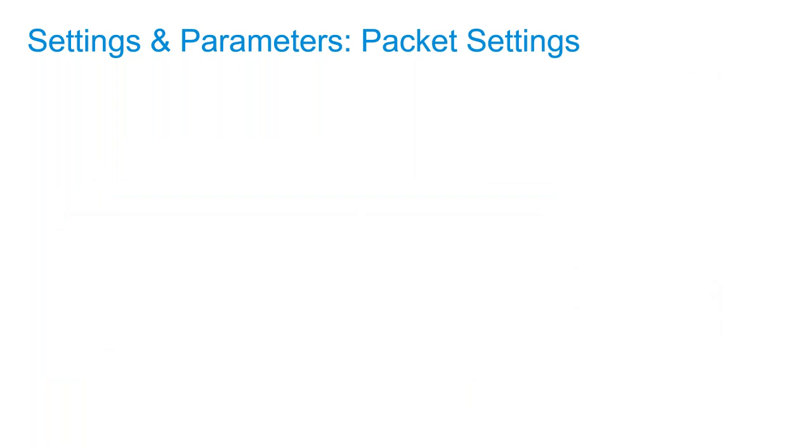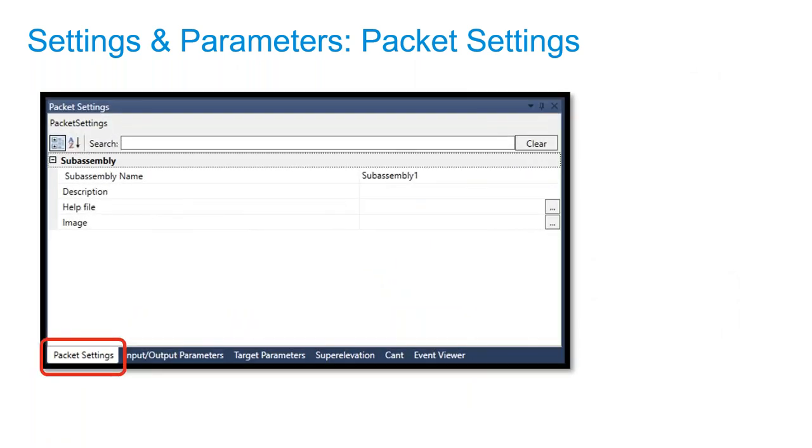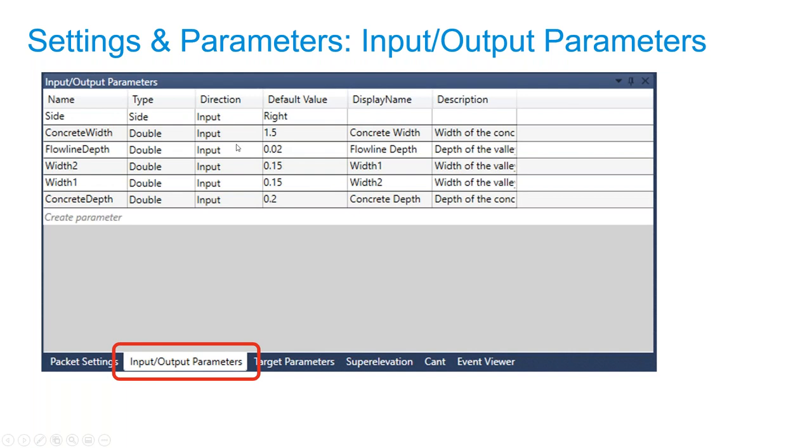So now the settings and parameters in our packets. This is where we're going to pull the information inside Civil 3D to tell us all about the subassemblies that we're leveraging. And then again, our parameters. Now, one thing that's important to understand about our settings and parameters, our input-output parameters, is that they can pull information only from elements that are higher above them in the sequence, and you cannot change the sequence.